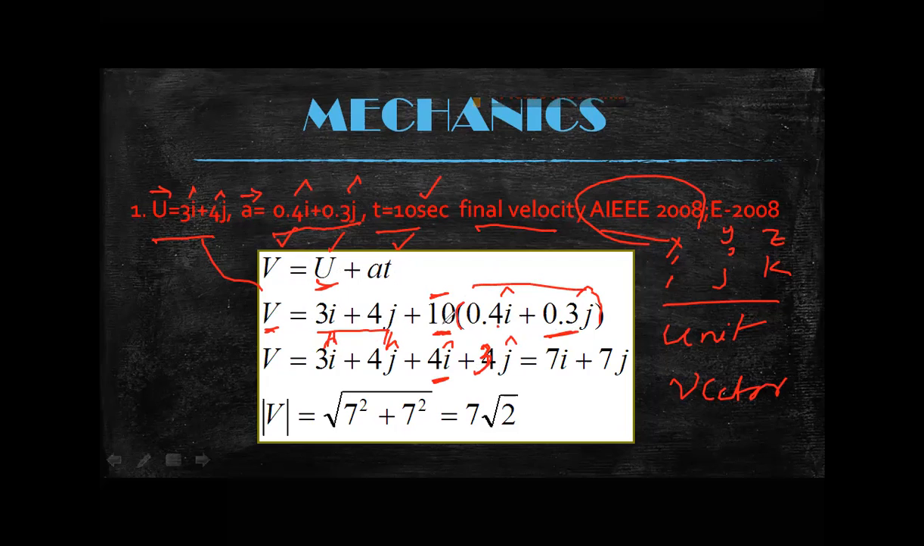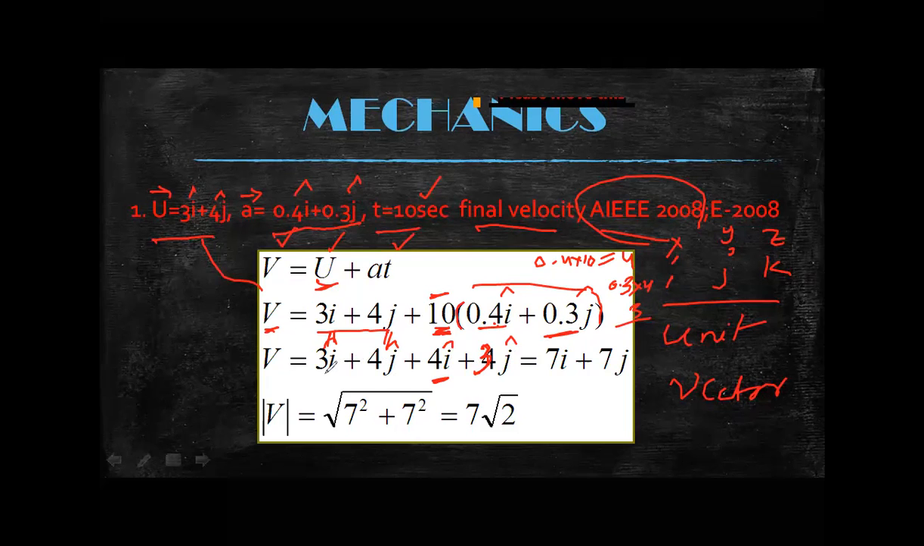Then in the next step I am multiplying 10 with these two. 10 into 0.4, how much? 4 only, right? 10 into 0.3, how much? 3 only. So I just substituted 3i plus 4j plus 4i plus 3j.